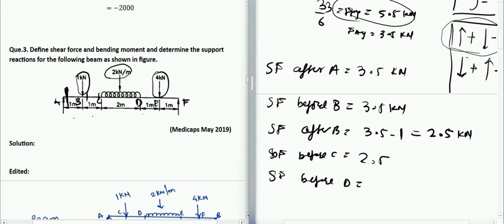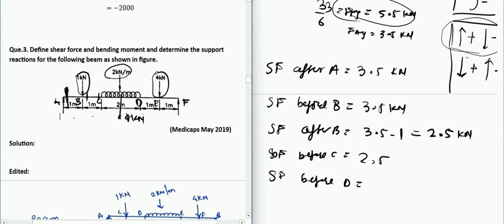Before D, what we have is an entire force of 4 kilonewton, and there was a 2.5 kilonewton force in the upward direction before C. So what we have here is an upward force and a downward force of 4 kilonewton. So 2.5 in the upward and -4 in the downward. So we have -1.5 as our shear force at D.